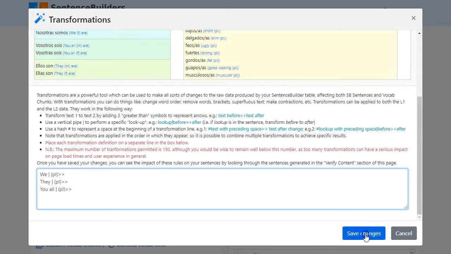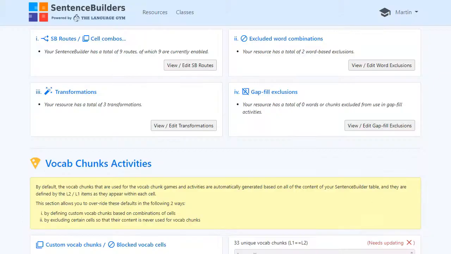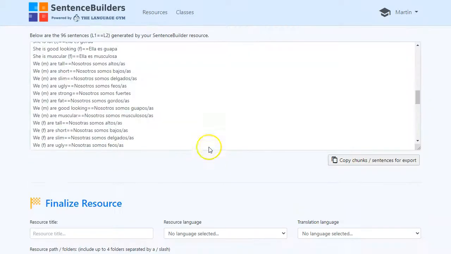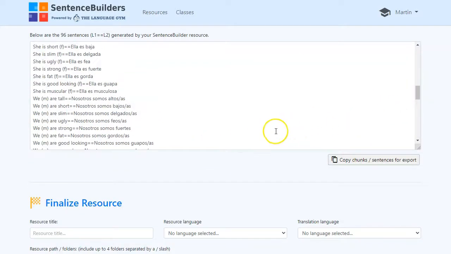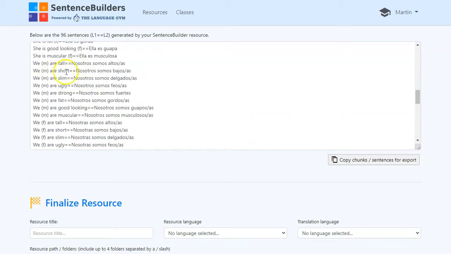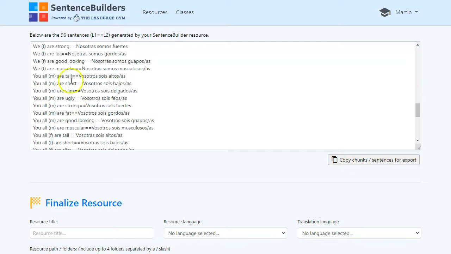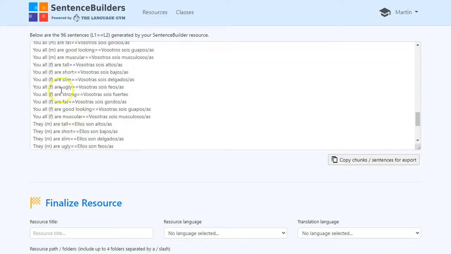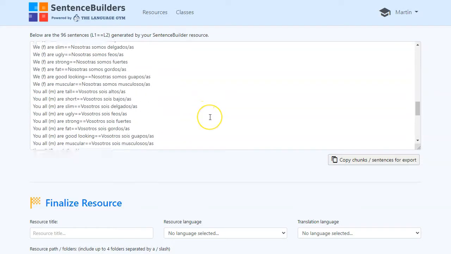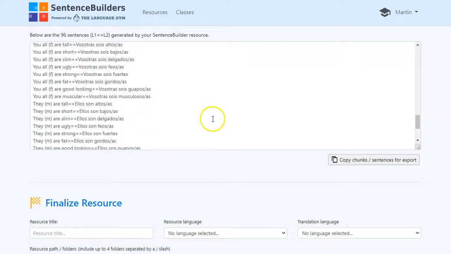And if we save those changes and we scroll down and have a look at our sentences, we'll see that we now have removed the PLs. So we masculine are tall, we are short, you all masculine are tall, you all feminine, they masculine, they feminine. Okay, so the plural references have been removed from our sentences.